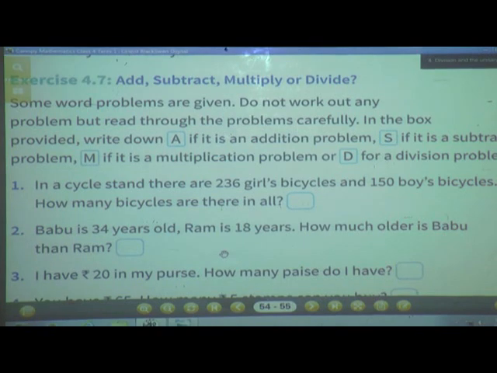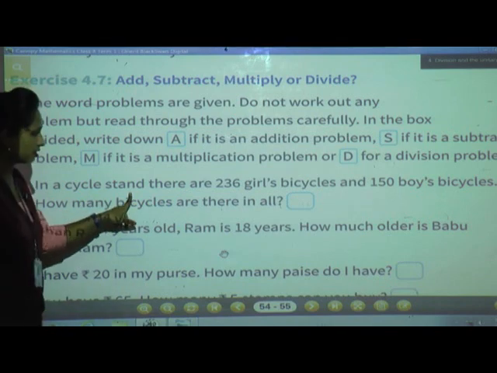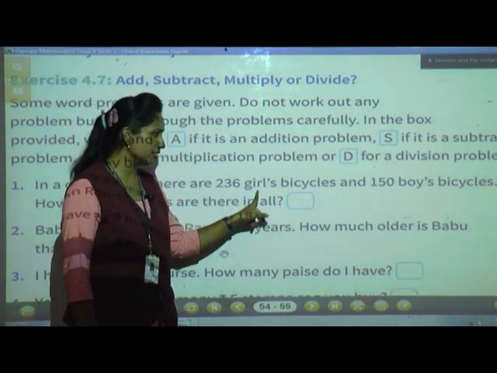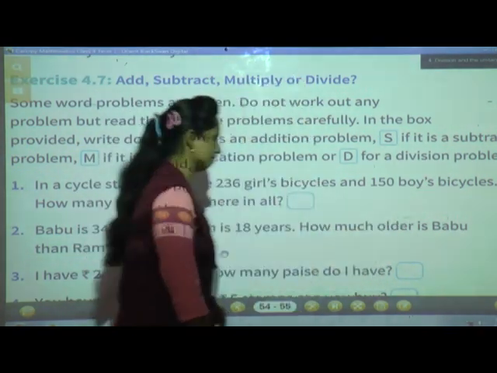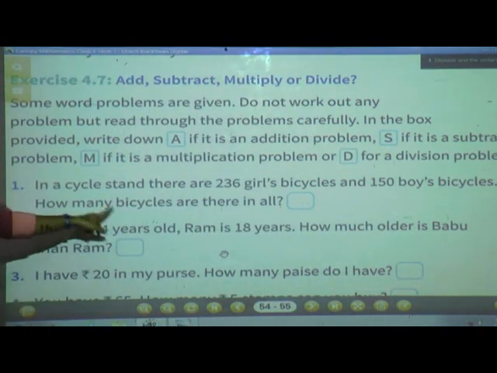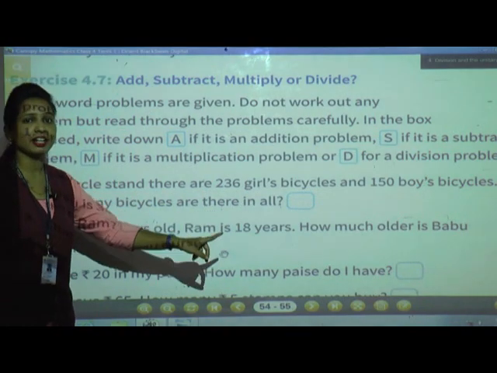Just see the question and decide what we have to do in this question. Exactly what we have to work out. We should work out with addition, subtraction, multiplication or division. Now we will see one by one. First question. In a cycle stand there are 236 girls' bicycles and 150 boys' bicycles. How many bicycles are there in all?